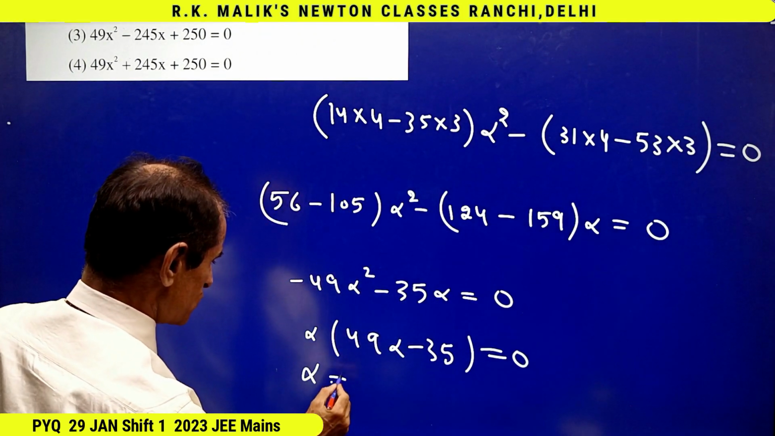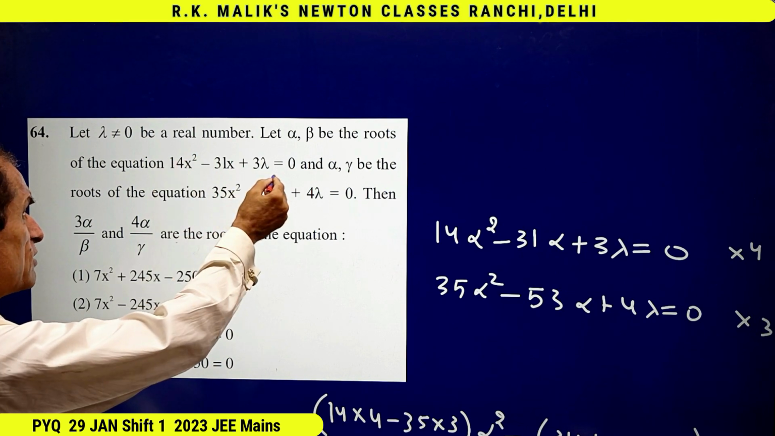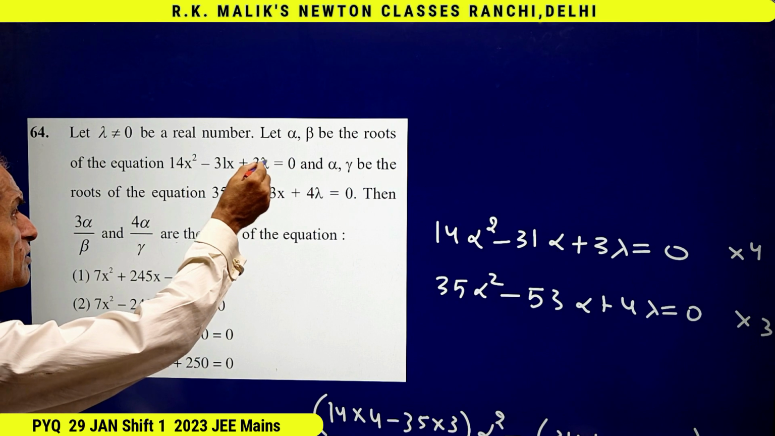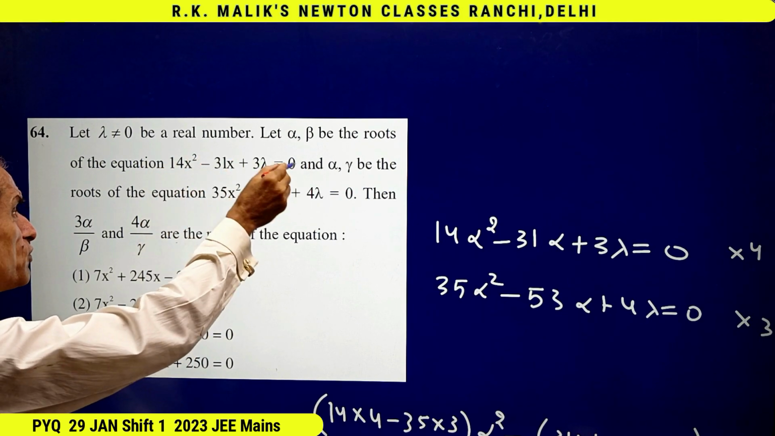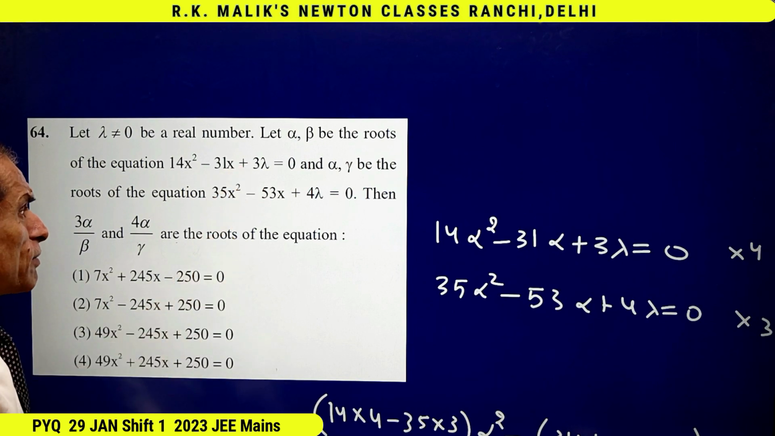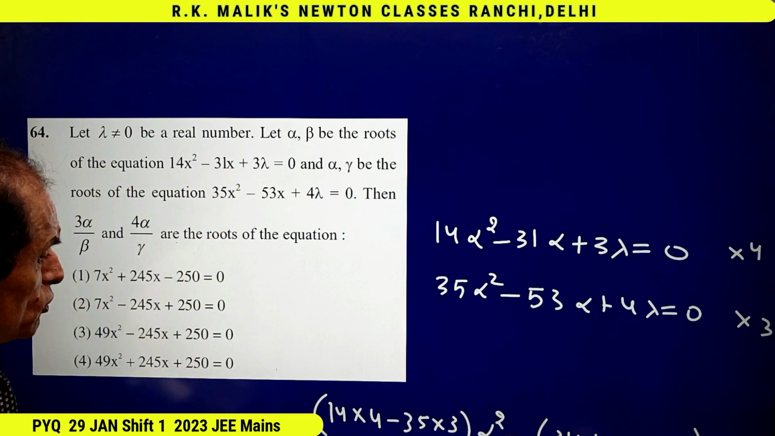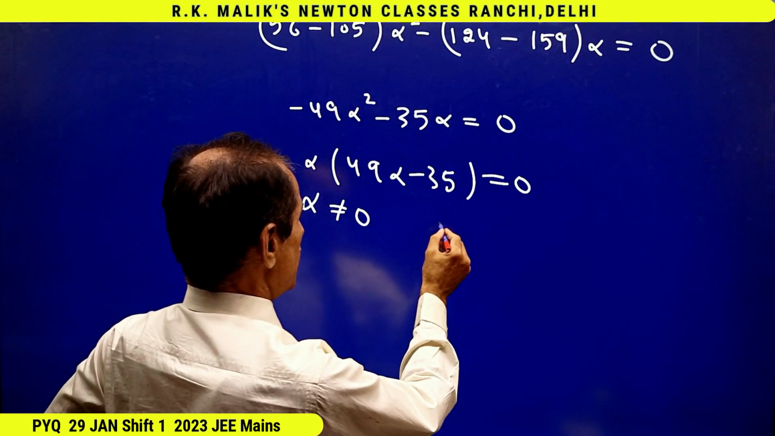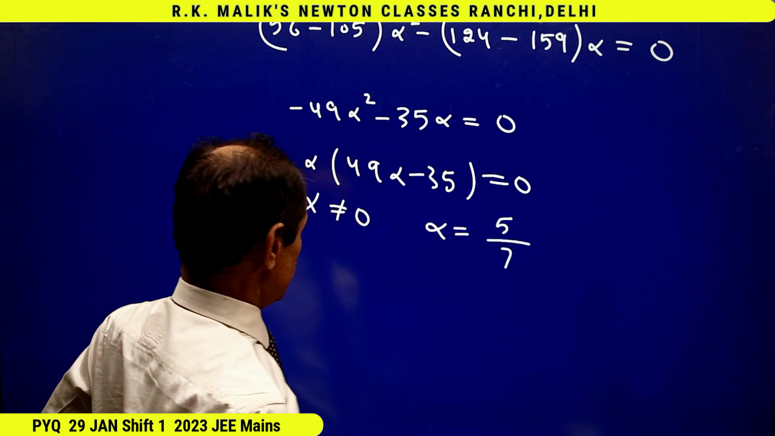But alpha is not equal to 0 because it is given that alpha is the root of this. If I take alpha equal to 0, then 0 will have to satisfy this, and if 0 satisfies this, then lambda will have to be 0, but lambda is given to be non-zero, hence it is sure that alpha is non-zero. And from here I get the value of alpha as 5 by 7.